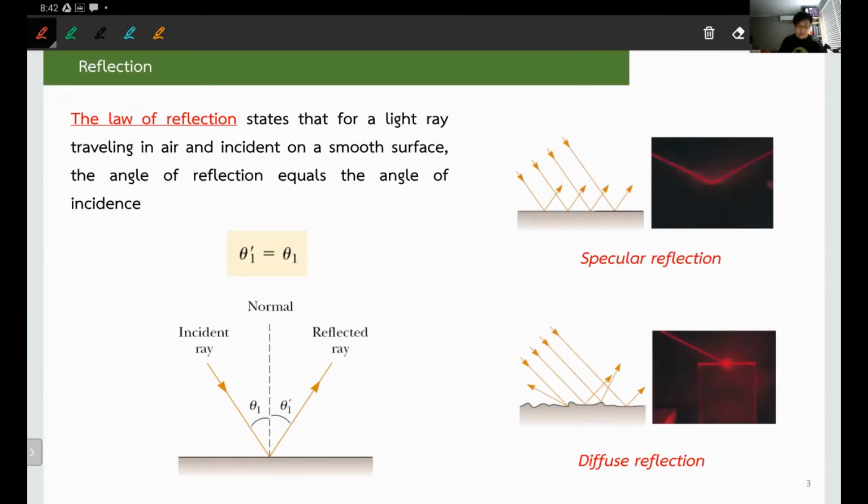And the good thing is you only need two laws today. The first law is called the law of reflection, which is a simple one. The reason it's a simple one is because it says the angle of reflection is equal to the angle of incidence. That's pretty much it. Nice.